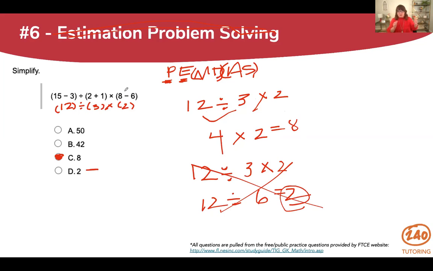Now, this one was set up nicely with those parentheses, but you have to be careful. You can't do 15 minus 3 divided by 2 plus 1 times 8 minus 6. Got to work those parentheses first. So I hope this has helped you review the items that might be in competency 1. I know when you go online and take those practice tests, it doesn't give you the explanation. So hopefully this has helped you a little bit.